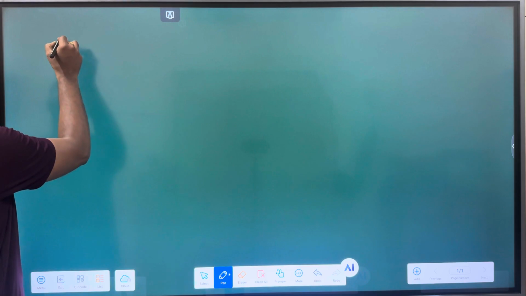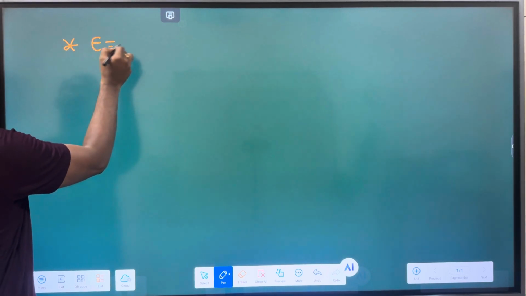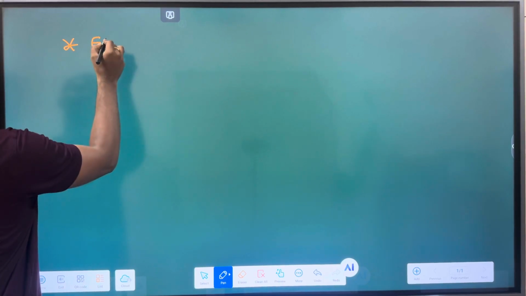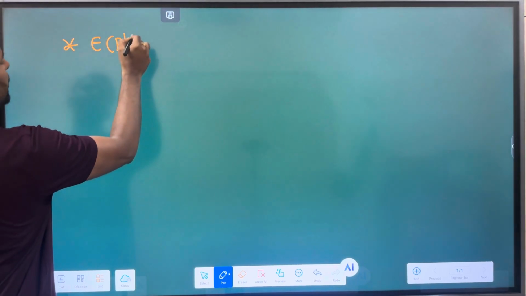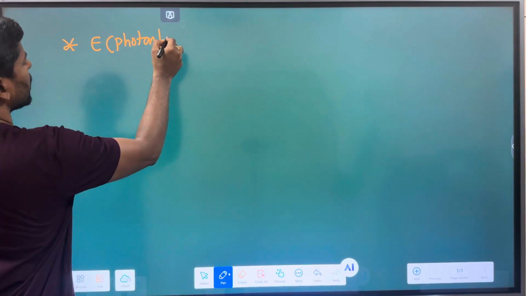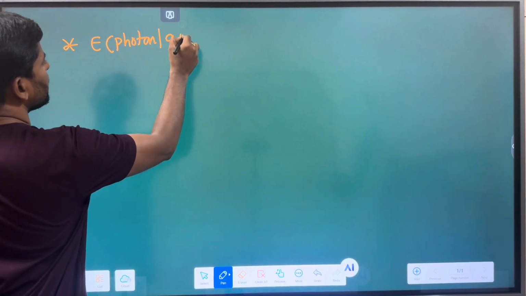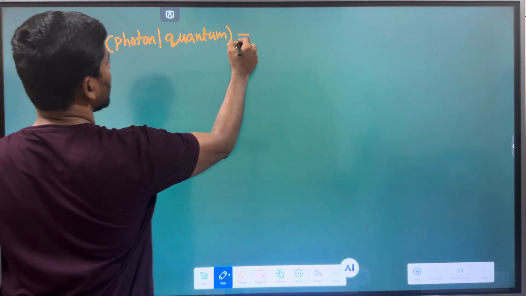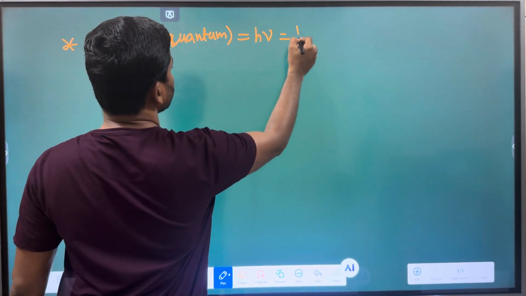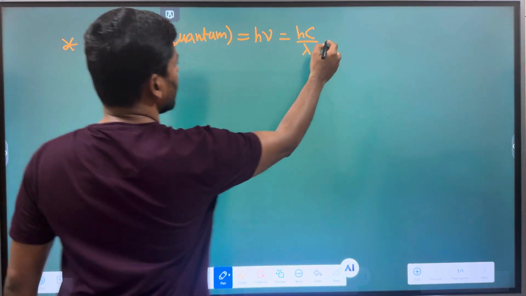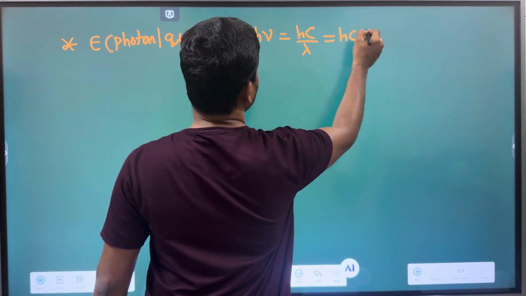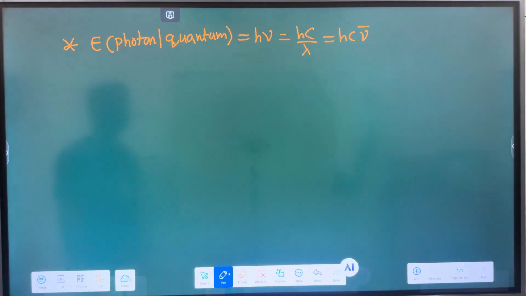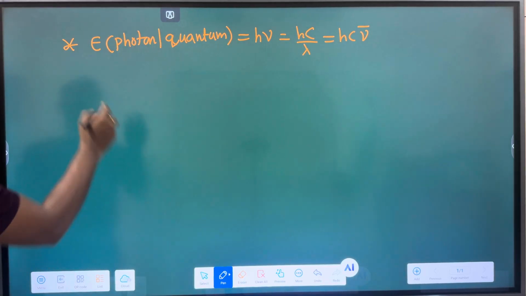Next one, we know energy of one photon is given by what? Energy of one photon or quantum is given by h nu, or hc by lambda, or hc nu bar, right? That is the expression for energy of a photon or quantum.